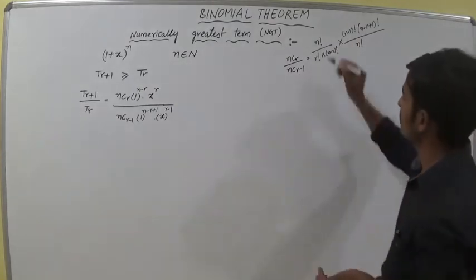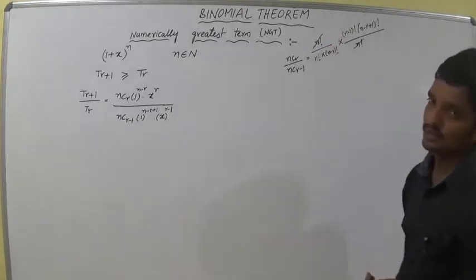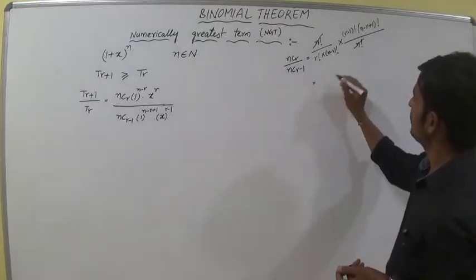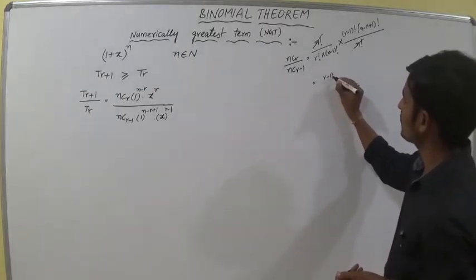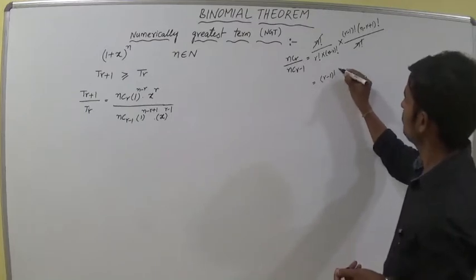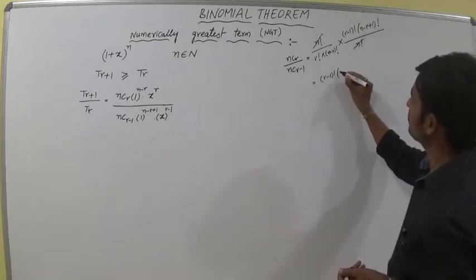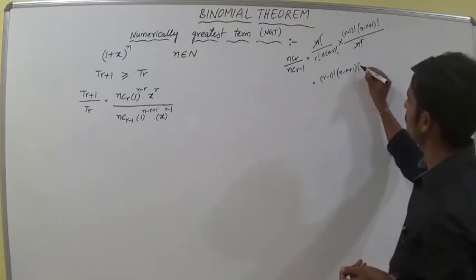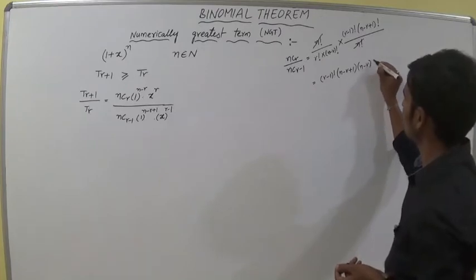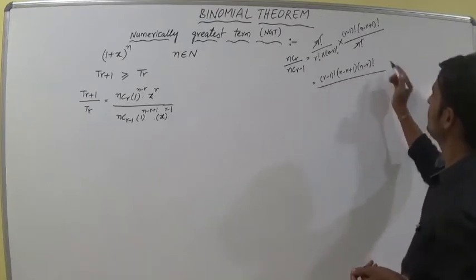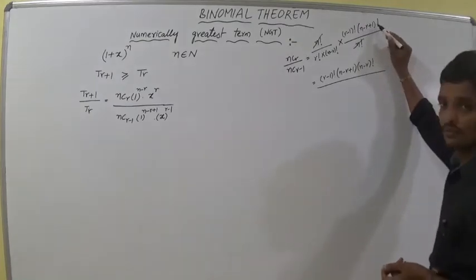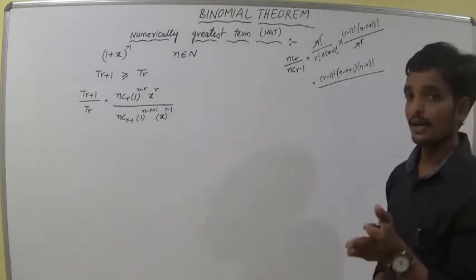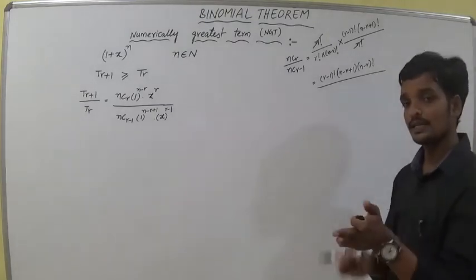So by the simplification, n factorial will cancel. Are you okay? So now I am writing here r minus 1 factorial into, we are writing n minus r plus 1 factorial is n minus r plus 1 into n minus r factorial. Is this right or wrong? This is n minus r plus 1 factorial. I am expanding n minus r plus 1 factorial: n minus r plus 1 into n minus r plus 1.